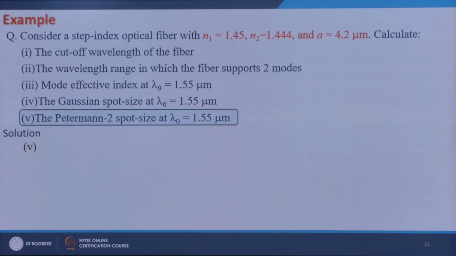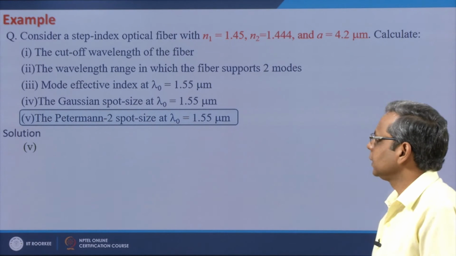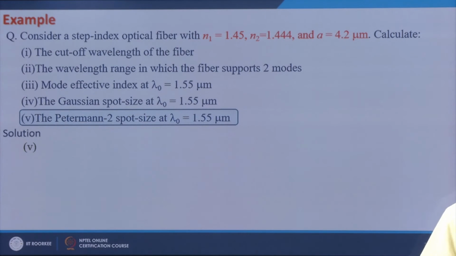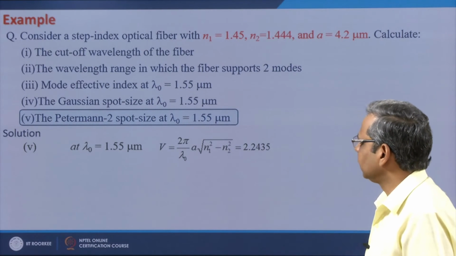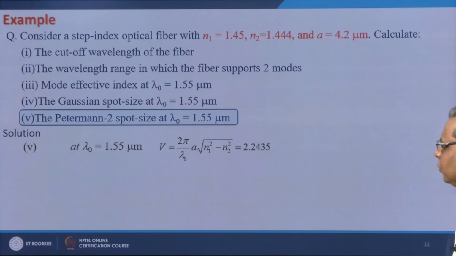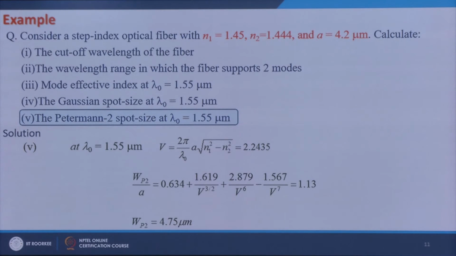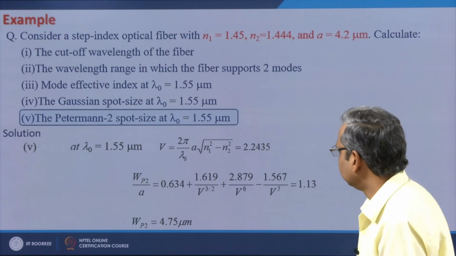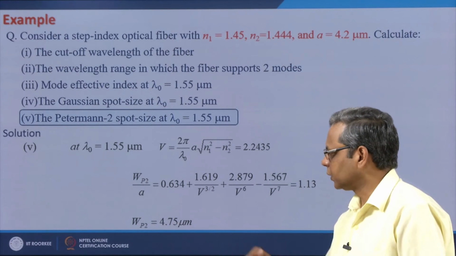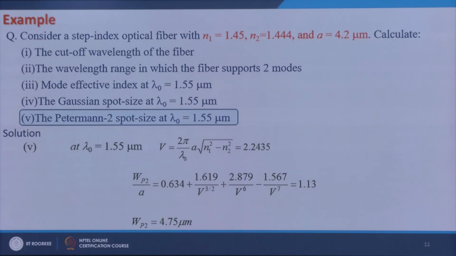Fifth part is, what is the Petermann 2 spot size at lambda naught is equal to 1.55 micrometer. So I already have the value of V at this wavelength, which is 2.2435. Now I just put it in the empirical relation of Petermann 2 spot size, then the Petermann 2 spot size comes out to be 4.75 micrometer.